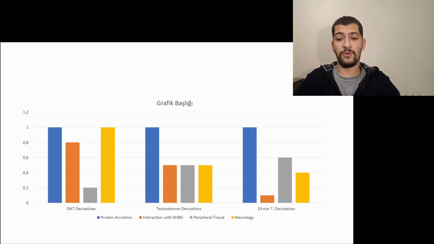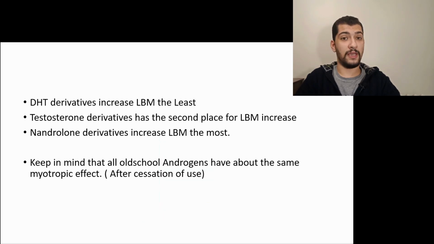And the testosterone family is somewhere between the 19-nortestosterone and DHT families, but the 19-nortestosterone family increases the neurology the least on average. Of course, there are drugs that improve the neurology more or less. It depends on what drug you take a look at.